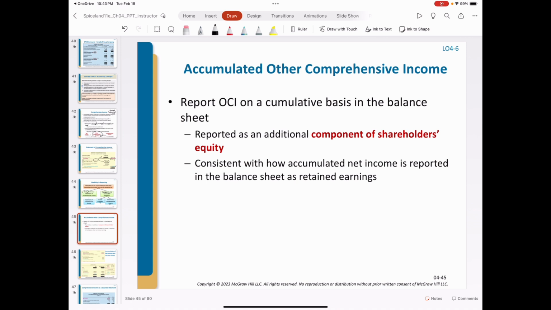Similar to the net income, the earnings, if the company pays dividends, after we subtract dividends, the difference will be recorded as the increase or decrease of retained earnings during the year.